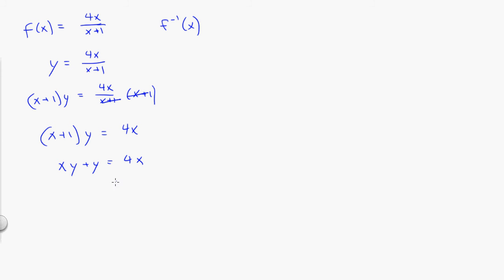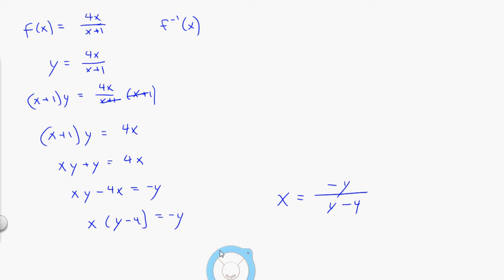And I want to get the x's by themselves, so x times y minus 4x equals minus y. So I move the y over here, the 4x over there. X times y minus 4 equals negative y, which means x equals minus y over y minus 4. So it's just working through the algebra. Of course, if you don't follow any of that, just let me know.